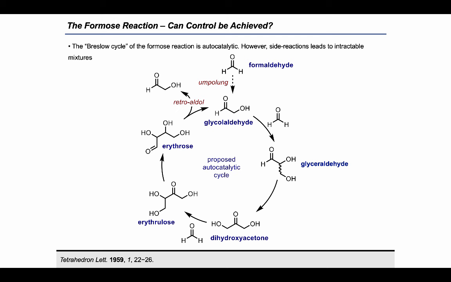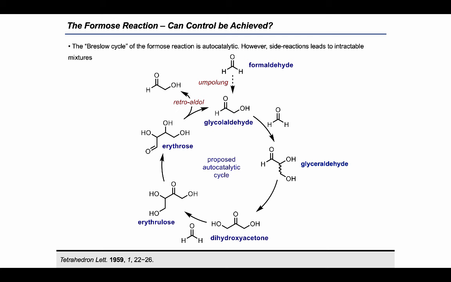Importantly, this retroaldol step makes the Breslow cycle autocatalytic, as each input molecule of glycolaldehyde ultimately becomes two further molecules of glycolaldehyde, which can then each start their own cycle respectively, which leads to potential exponential growth in glycolaldehyde.